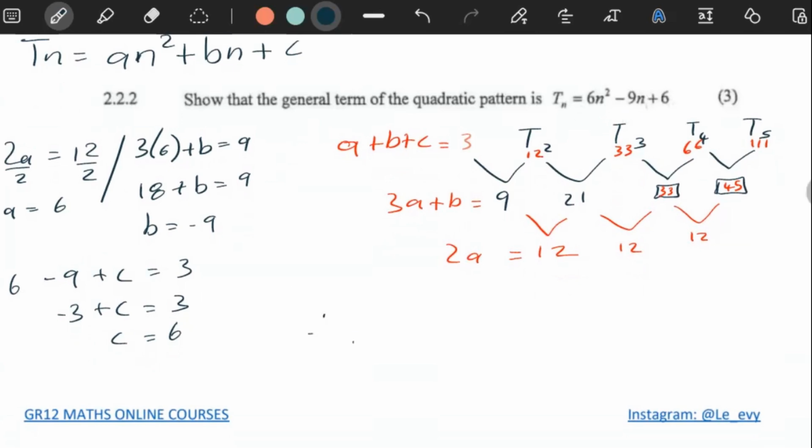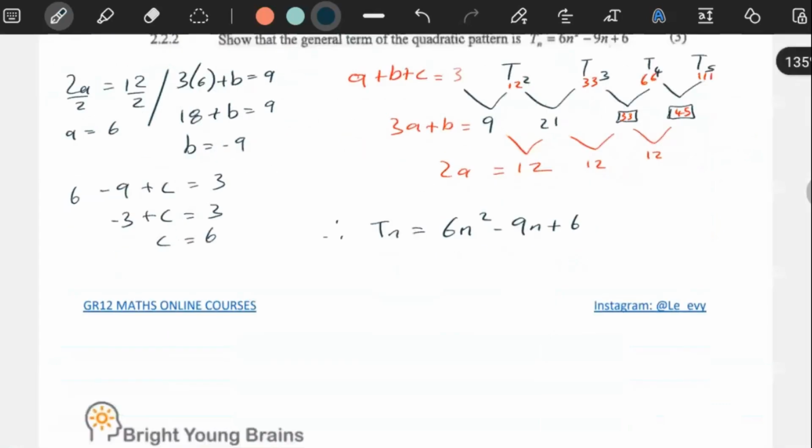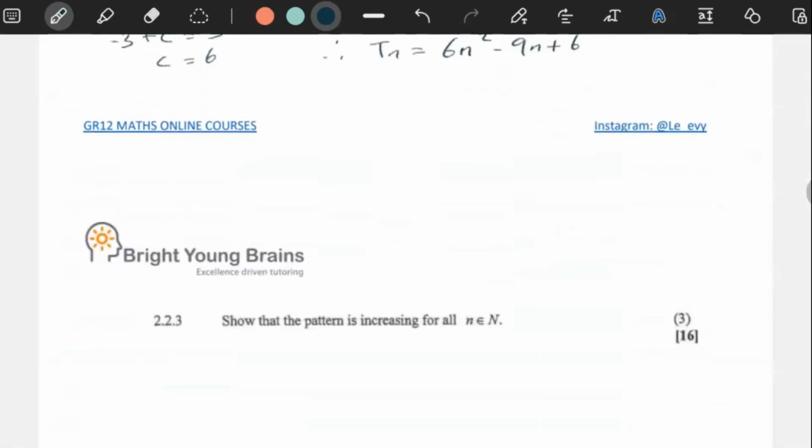And you can just say, therefore, Tn is equal to 6n squared minus 9n plus 6. Then you can move on to the next question, which is 2.2.3.